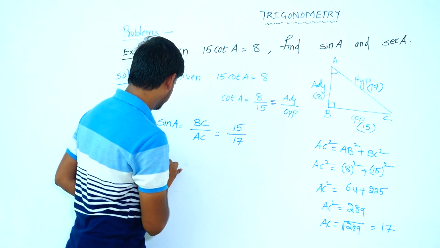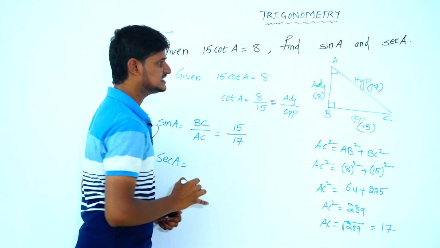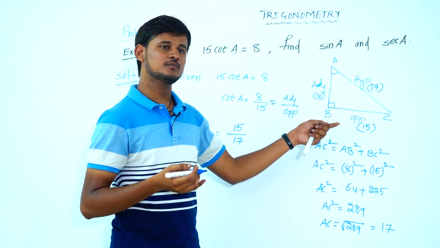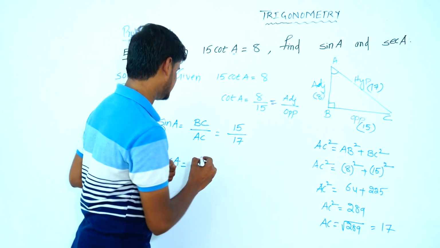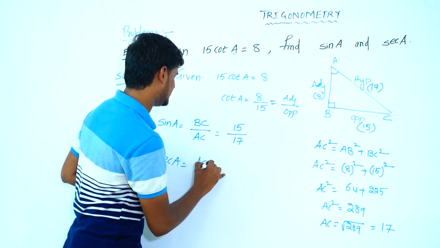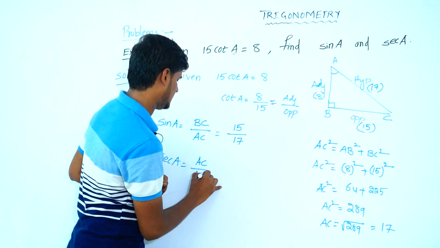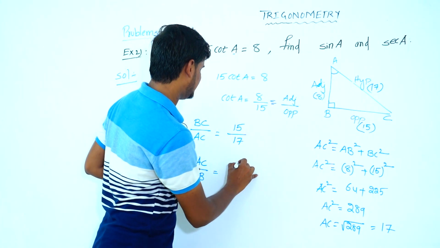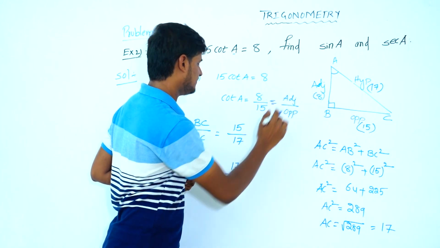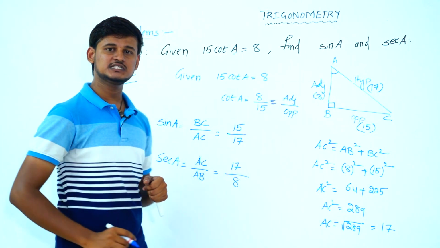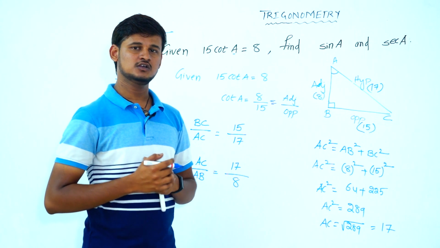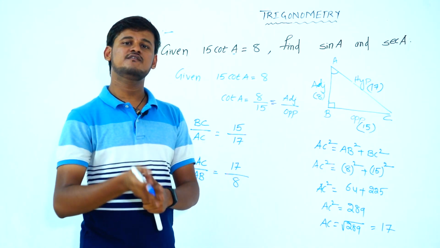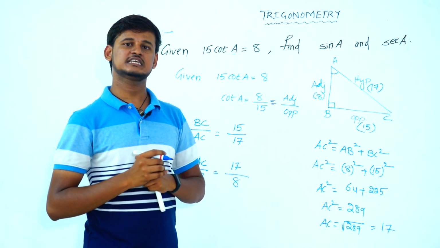And secant A. Secant A is equal to, secant is the reciprocal of cos. So what is the secant formula? Hypotenuse by adjacent. What is the hypotenuse there? AC. By adjacent is AB. So AC by AB. AC is 17, AB is 8. Secant A value is 17 by 8. So this is how we find the trigonometric ratio values when one trigonometric ratio is given.